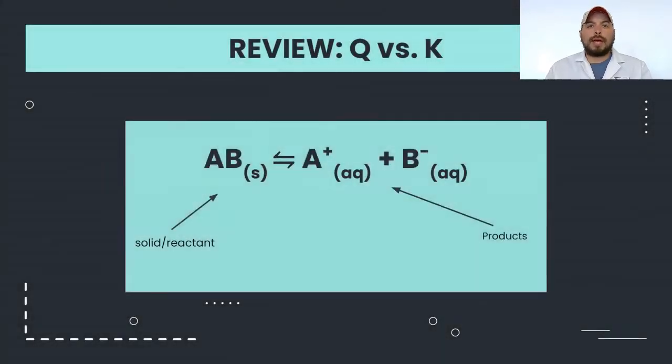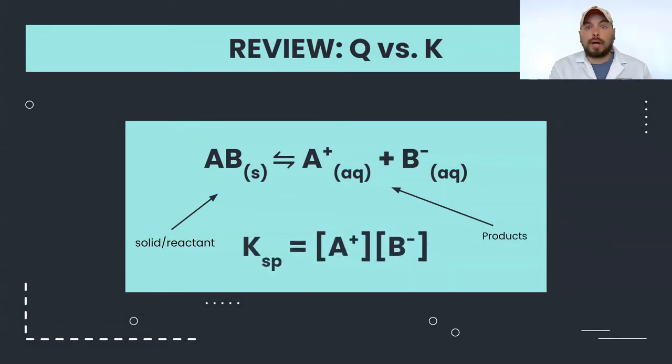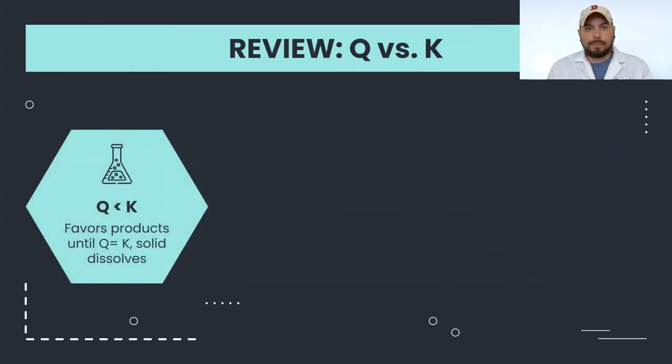When we're looking at whether a precipitate forms as it pertains to Q and K, we need to remember that the equilibrium expression Ksp is set up so that the products are the ions and the reactant is the solid. If we remember back to general equilibrium, if Q is less than K, we favor our products. Now the products are the ions, which means any solid will dissociate into ions if Q is less than K. This means no precipitate would be forming.